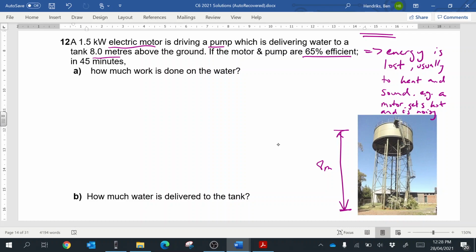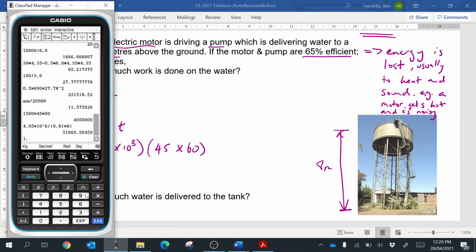So first of all, we know that power is equal to work over time, and we have time and power. So therefore, work is equal to power times time, and we had 1.5 kilowatts, which is equal to 1.5 times 10 to the 3, which is equal to 1500. And time is equal to 45 times by 60, because that has to be in seconds. Time always has to be in seconds.